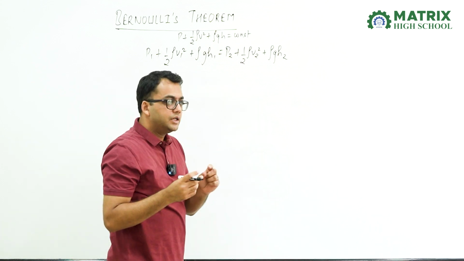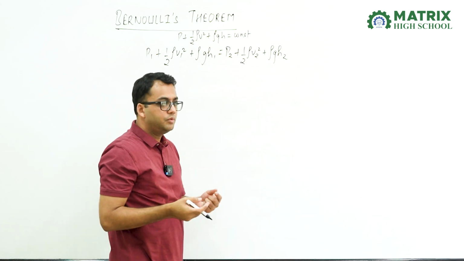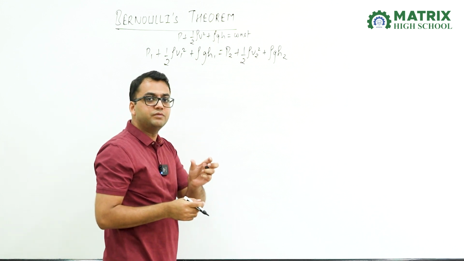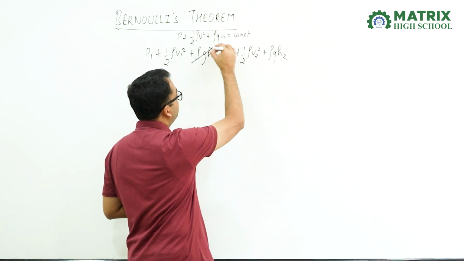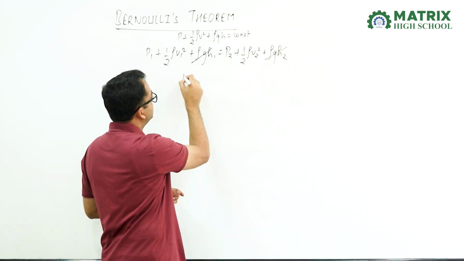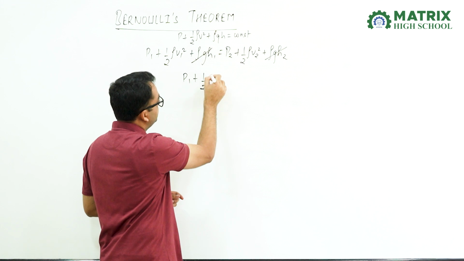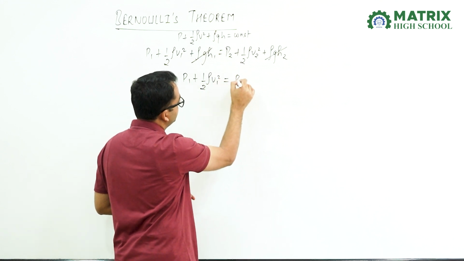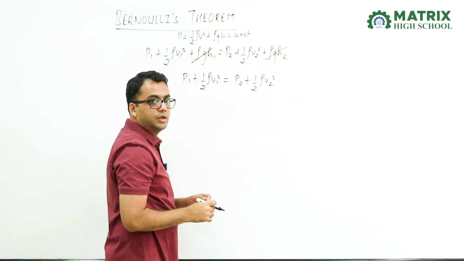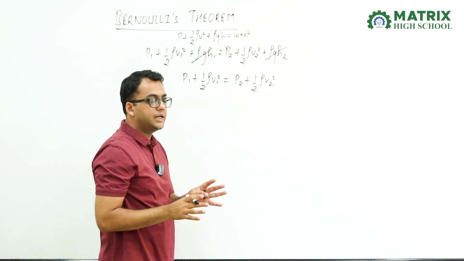Let me consider a simplified version of this Bernoulli's theorem. What we will do is we will consider two cross sections in which the difference of height is negligible. So I will cancel out this term. Height difference is negligible. Now the equation reduces to P1 plus half rho V1 square equals P2 plus half rho V2 square.